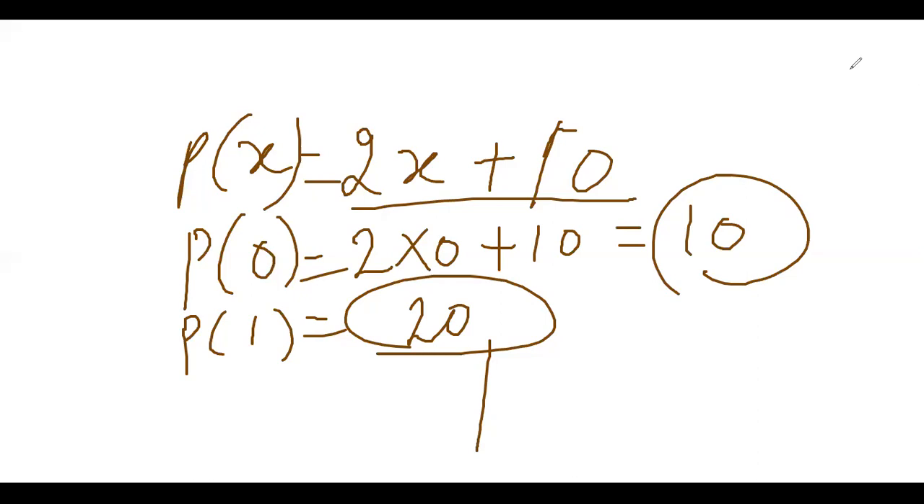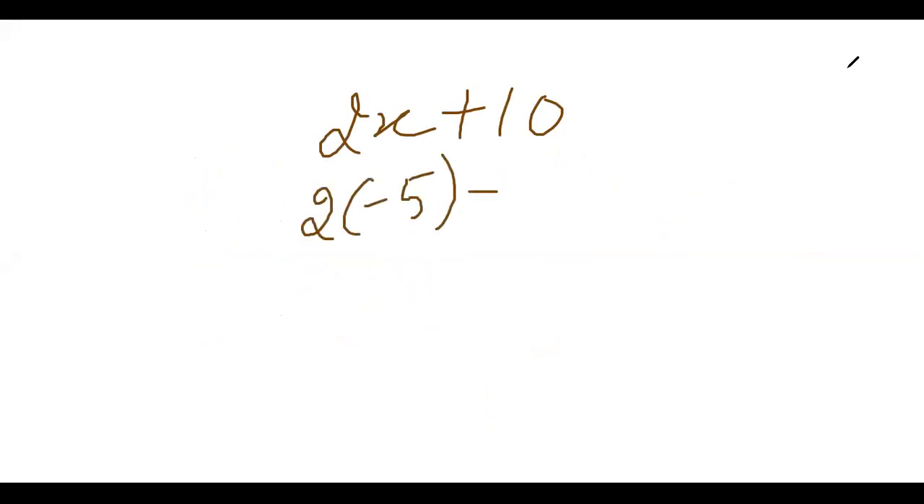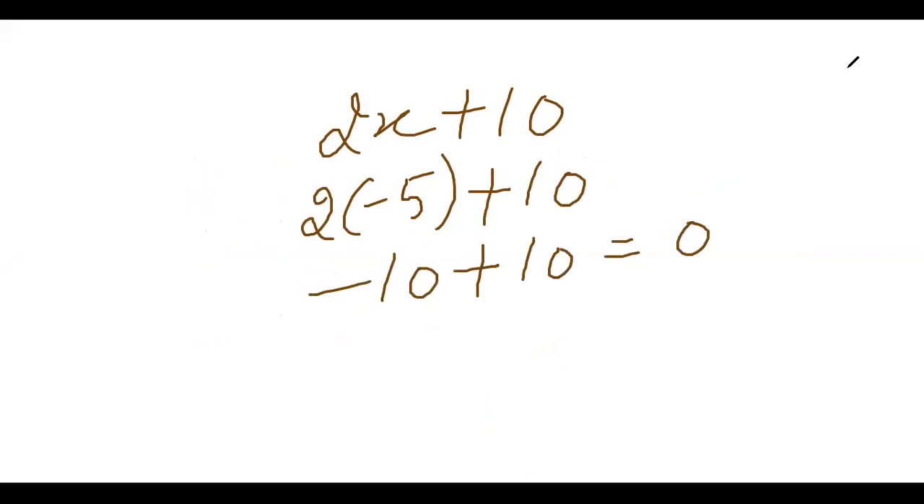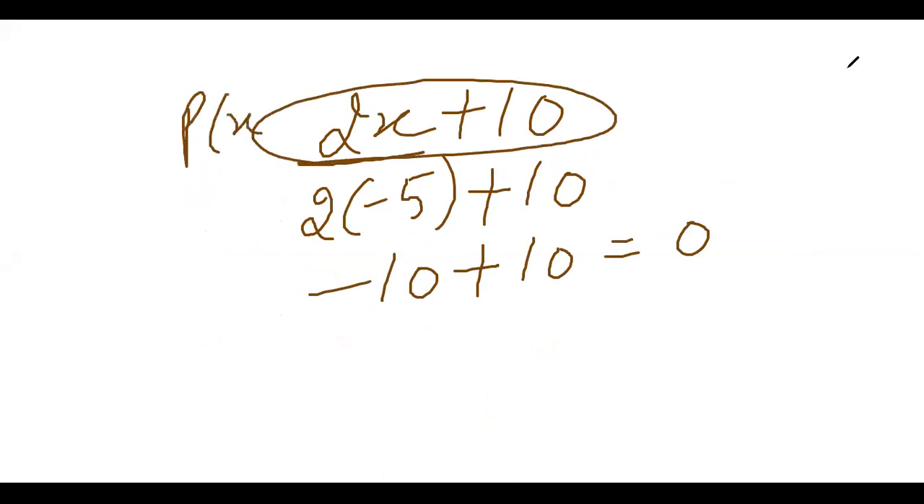So here, if I put x is equal to -5, what will I get? -10 plus 10 is equal to 0 here. Okay? It will be 0 here. So what does it mean? As we put -5, we get 0. So we'll say that -5 is the zero of the polynomial.